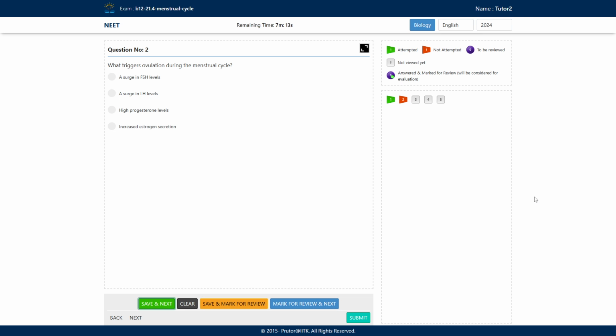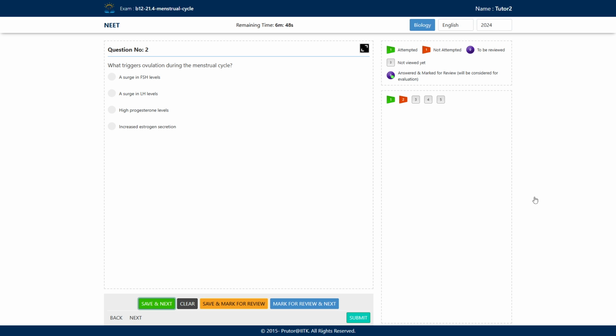Now, next is what triggers ovulation during the menstrual cycle. So, what triggers the release of the egg during the menstrual cycle? Ovulation occurs obviously in the ovulatory phase in the middle of the menstrual cycle. If the menstrual cycle is 28 days in human females, the ovulation will occur at the middle of the menstrual cycle, meaning the 14th day.